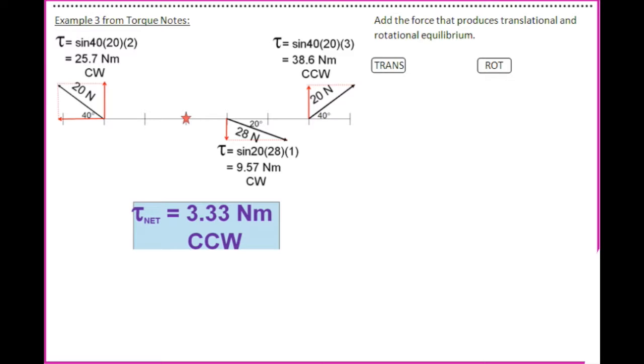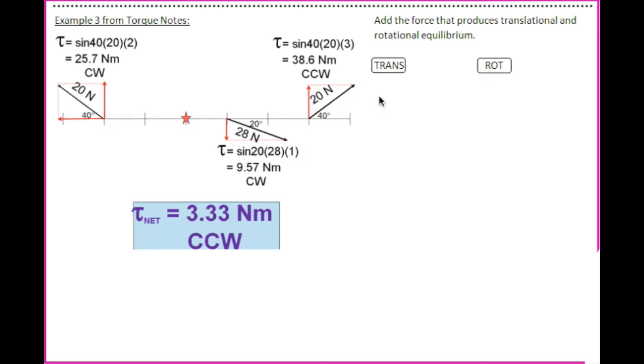Same question. I want to add the force that produces translational and rotational equilibrium. Now, yesterday when we did this, we knew that only the perpendicular part of the forces causes torque, so that's all I figured out. I did the perpendicular component, the opposite, sine. My hypotenuse was 20, and I did sine because I wanted the opposite side, the perpendicular part.